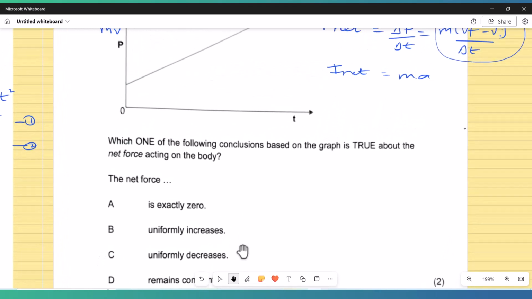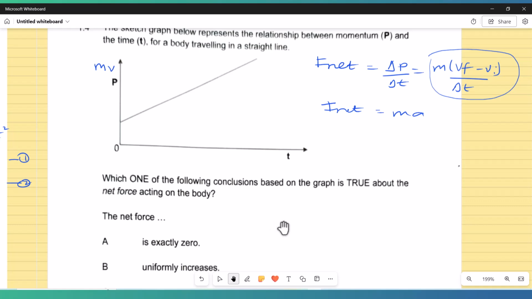Now if you check here, if I take this point and this point, I can say this is an initial point. If you keep mass constant, it gives us our V initial. What about here? It will give us our V final. Then we can get the corresponding change in time. So if I find the gradient of this, I get acceleration, and that acceleration is going to be constant. Because of that constant acceleration, F net will be constant as well.